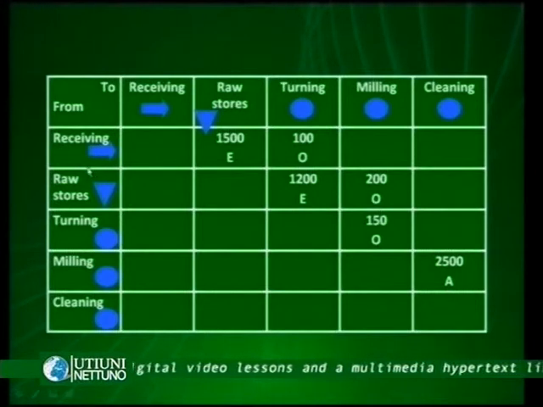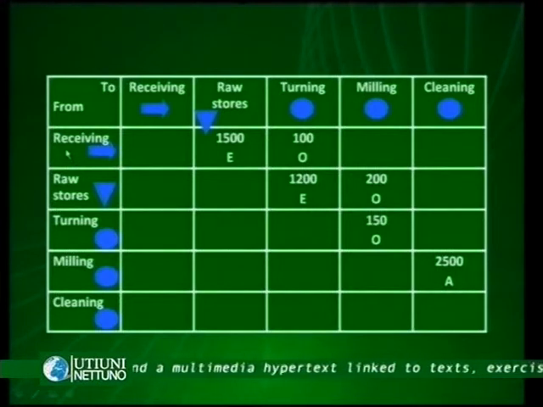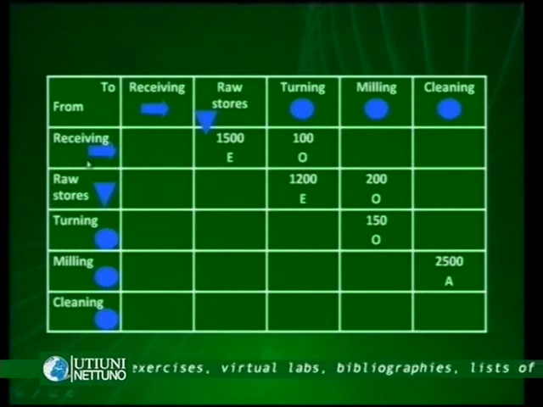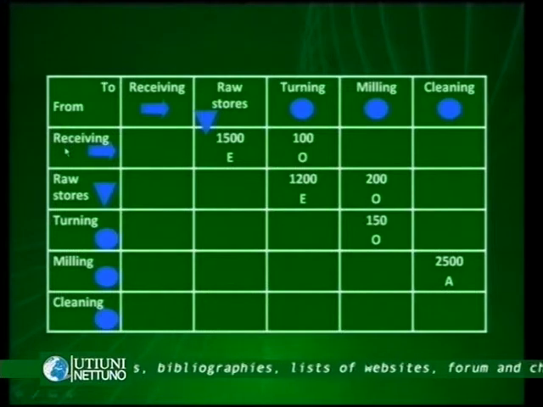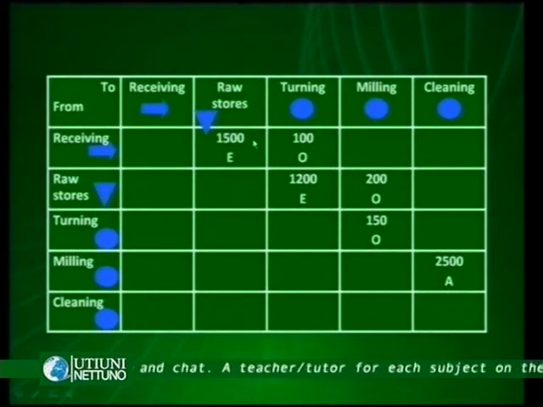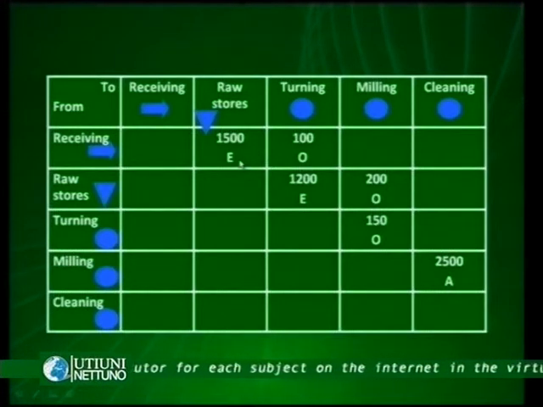So we use the same codes that we are familiar with already: operations, transportations, inspections, and so on. And we might be able to depict some typical situation. Let's say, from receiving to row stores. So we have transportation here, storage here. This is the quantity, 1,500. And the code is especially.